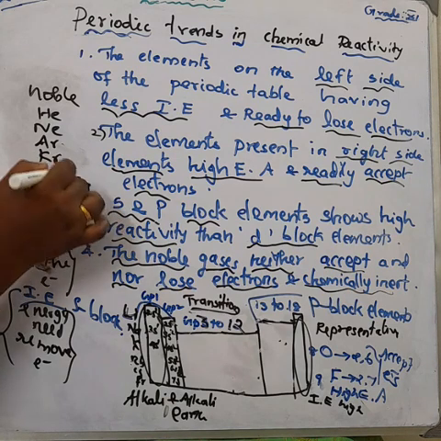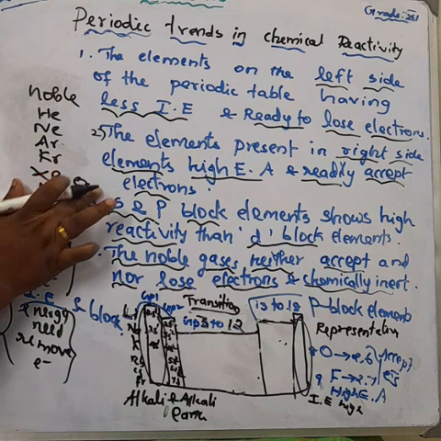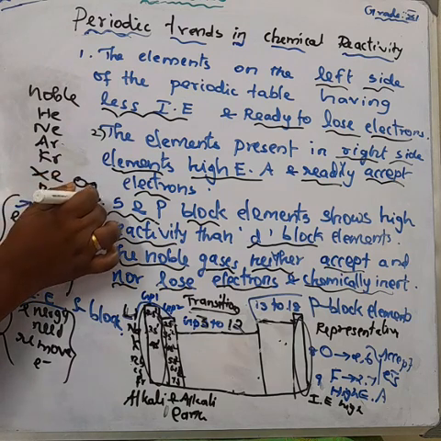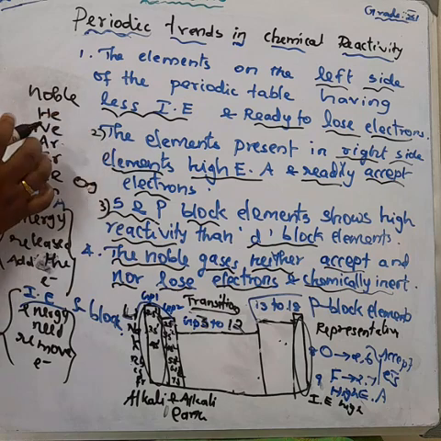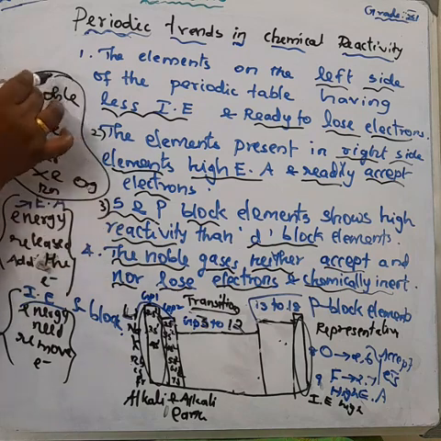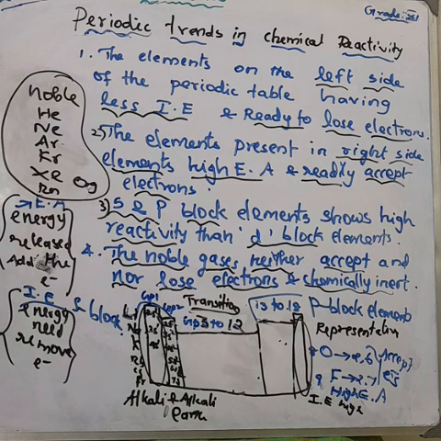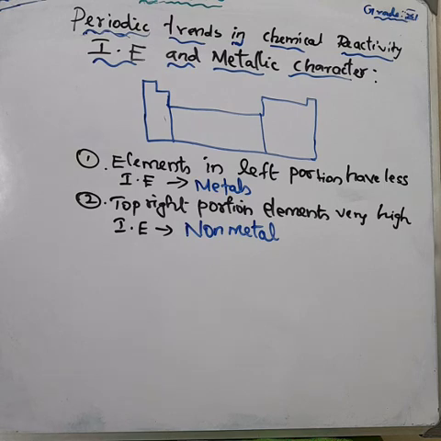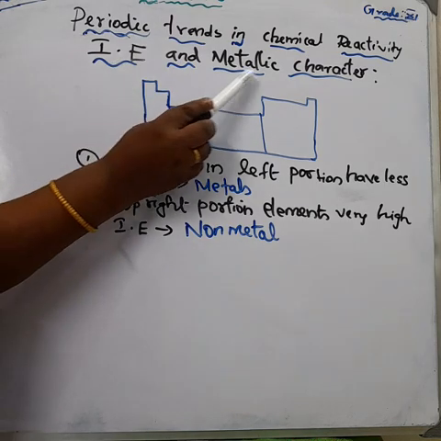We call these elements noble gases because they have a stable electronic configuration. So they have no need to accept electrons and no need to remove electrons. Understood? This is about the chemical reactivity of the S, P and D block elements. Then we are going to study ionization energy and metallic character.